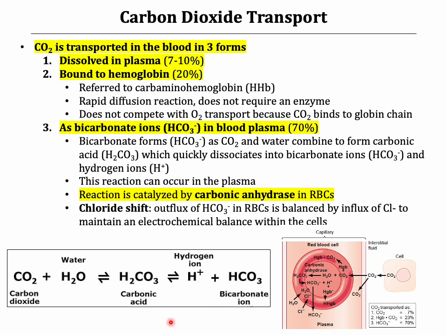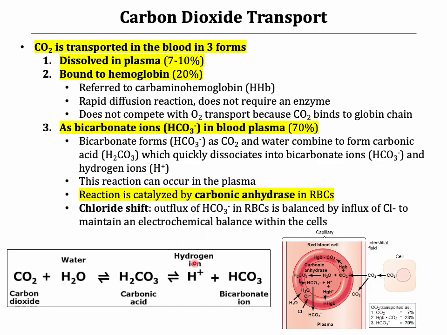This reaction can occur within our plasma itself, but our red blood cells really catalyze this reaction due to the presence of the enzyme called carbonic anhydrase. So that really allows for the conversion of CO2 into bicarbonate. So when CO2 binds with water, it forms carbonic acid, which then dissociates into bicarb and hydrogen ions. So bicarb is really important as a transport molecule for the CO2.